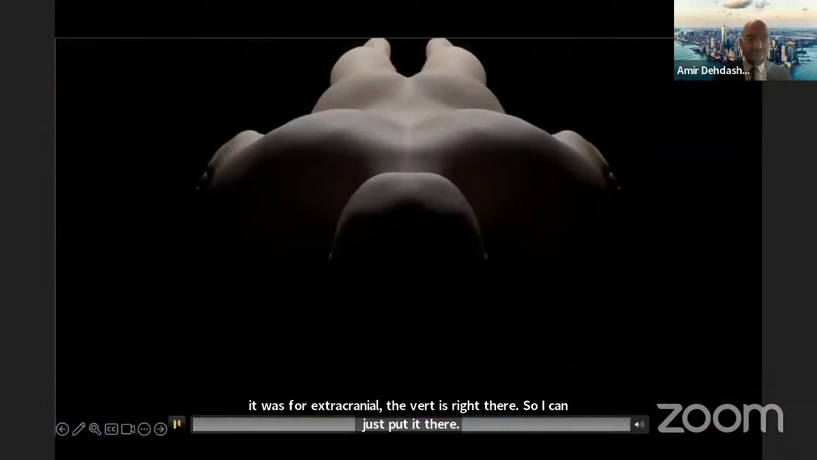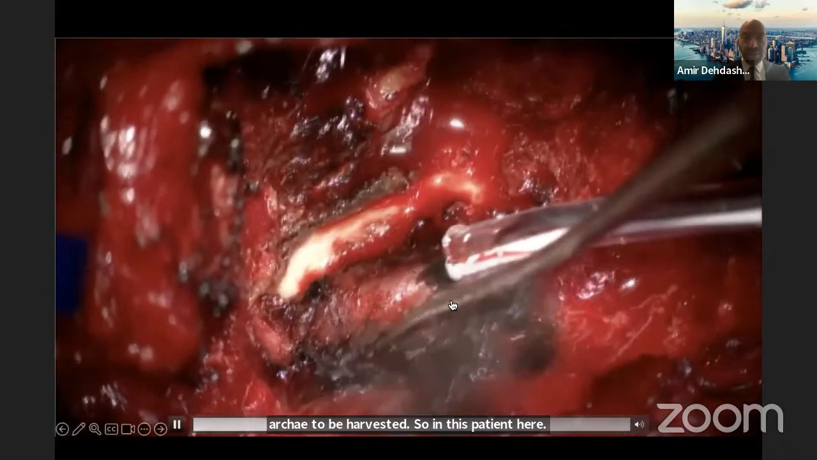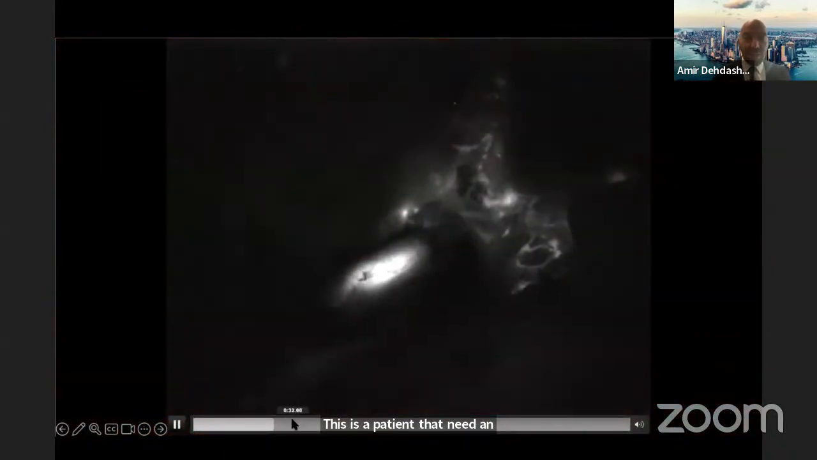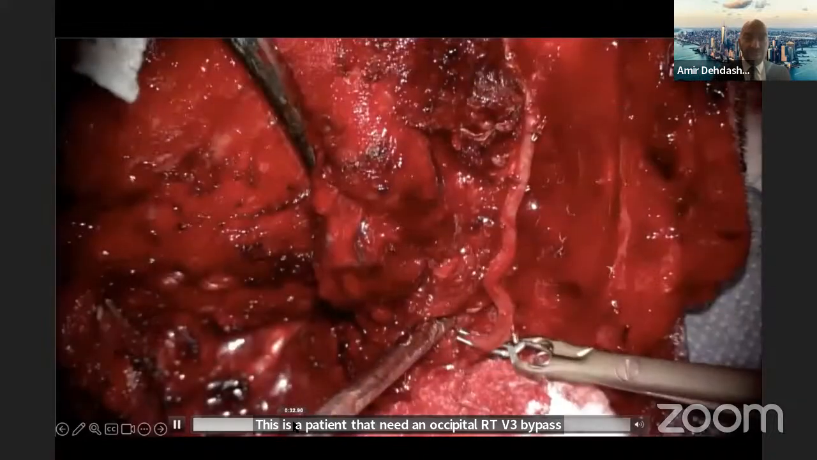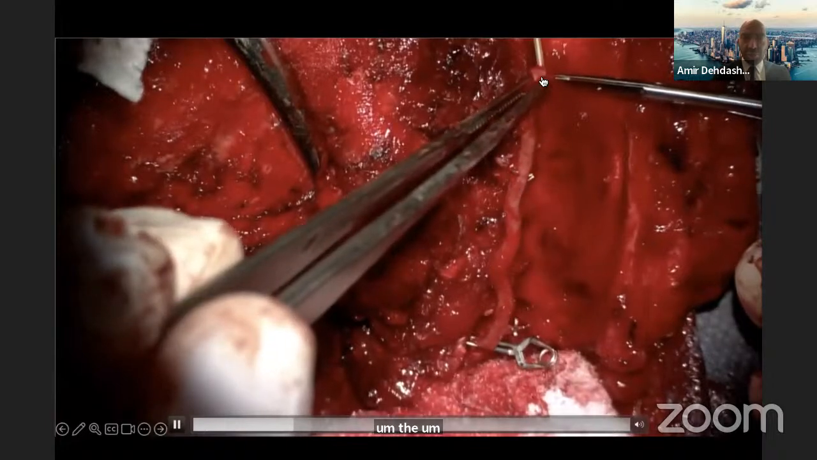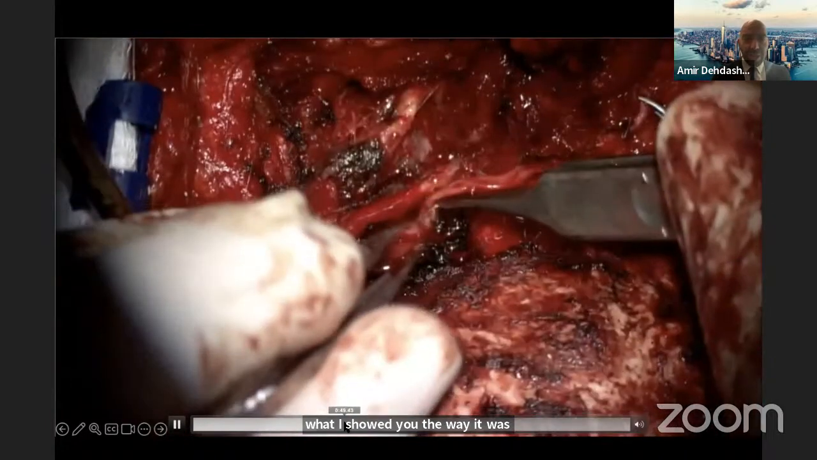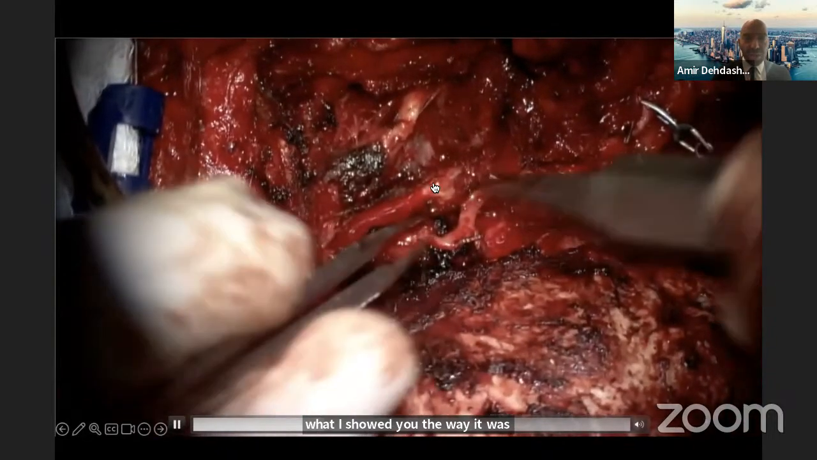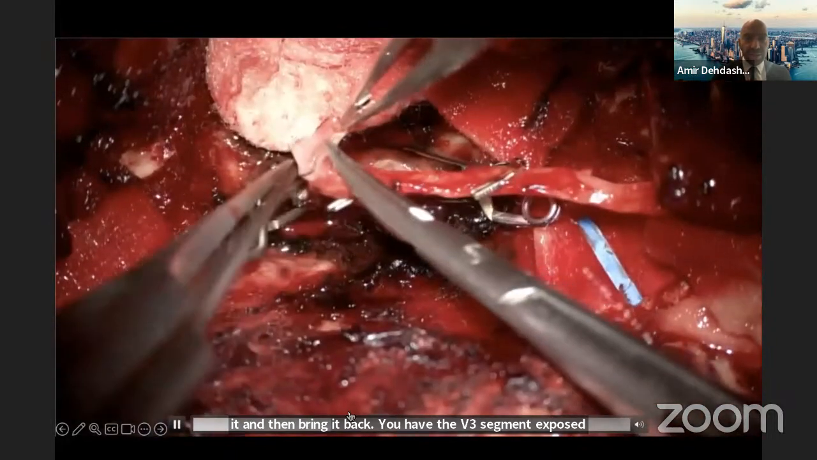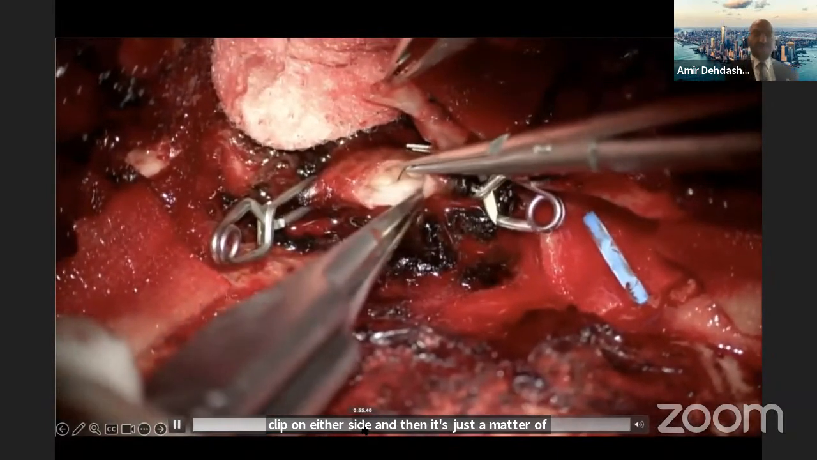So in this patient here, this is a patient that needs an occipital artery to V3 bypass for the VB insufficiency. This is the occipital artery. That's what I showed you, the way it was harvested. And then we'll bring it back. You have the V3 segment exposed, clip on either side, and then it's just a matter of sewing the vertebral artery and occipital artery together.